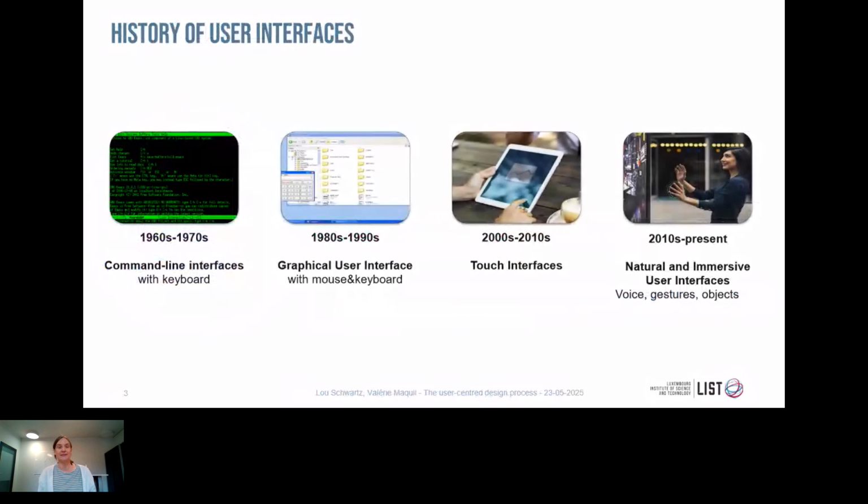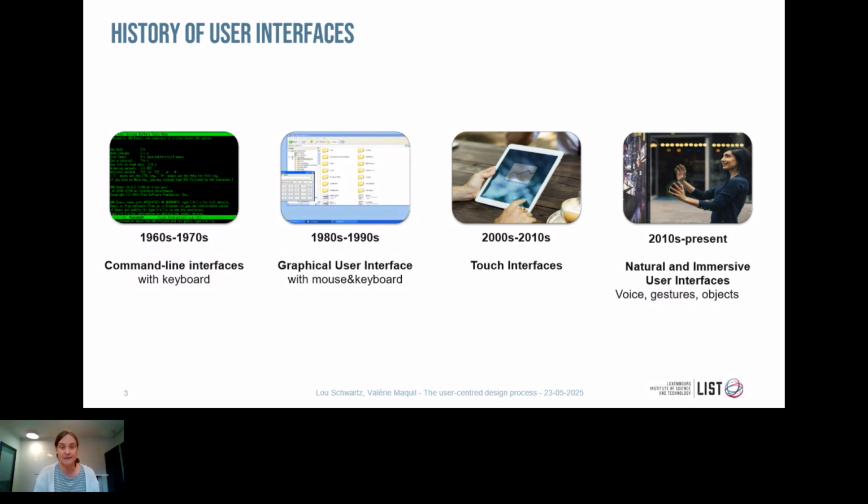User interfaces have already evolved quite a lot. They have existed basically since computers have existed. Here are some of the most common ones throughout history. First I want to mention the command line interfaces, which were popular from the 1960s until the 1970s. They were operated using text and keyboards, and through this they were only accessible to expert users.